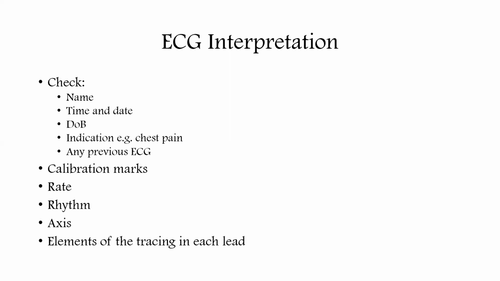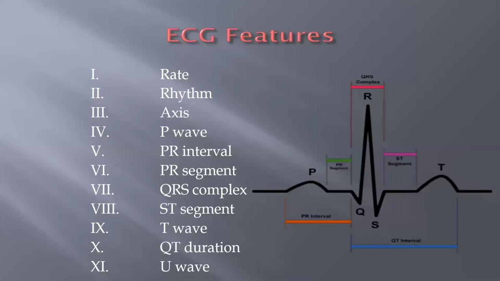Then you want to check on the rate. You want to check on the rhythm. You'll check on the axis. We'll also check on the elements of the tracing in each lead. So now we'll delve into the ECG and how you interpret. The first thing we'll do is look at the rate. Okay? How do you calculate the rate?